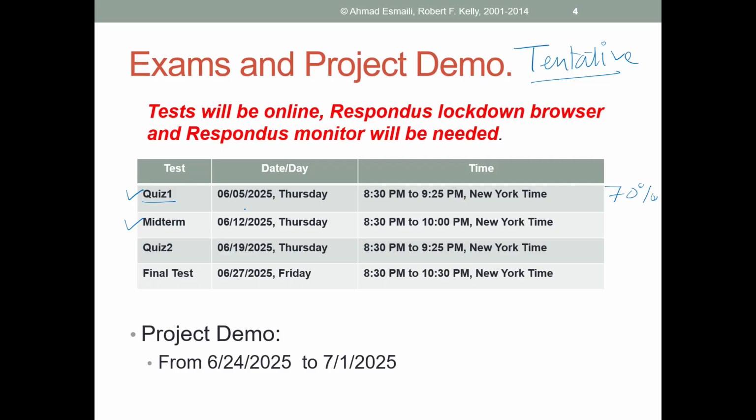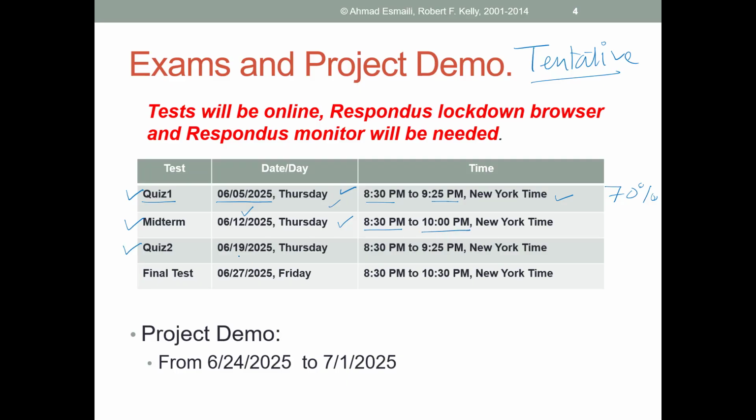Quiz 1 is on Thursday, which is 6th of June. Sorry, this is 5th of June 2025. That is Thursday, and it will be from 8:30 p.m. to 9:25 p.m. This is New York time. The midterm exam, we have only one midterm exam, is scheduled on 12th of June 2025. That's Thursday again, and that will start at 8:30 p.m. and will get over at 10:50 p.m.